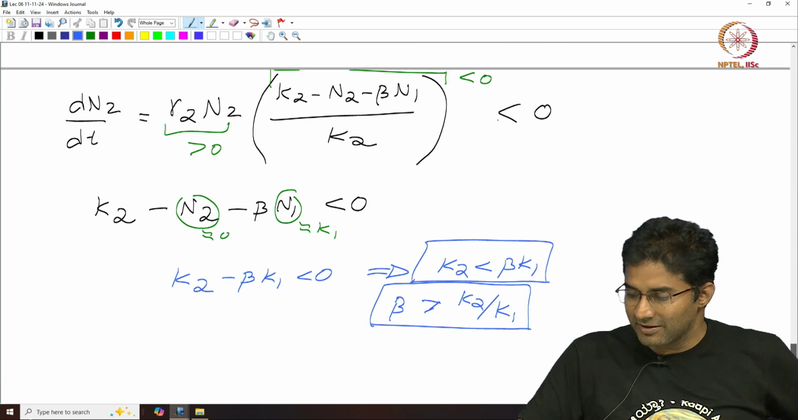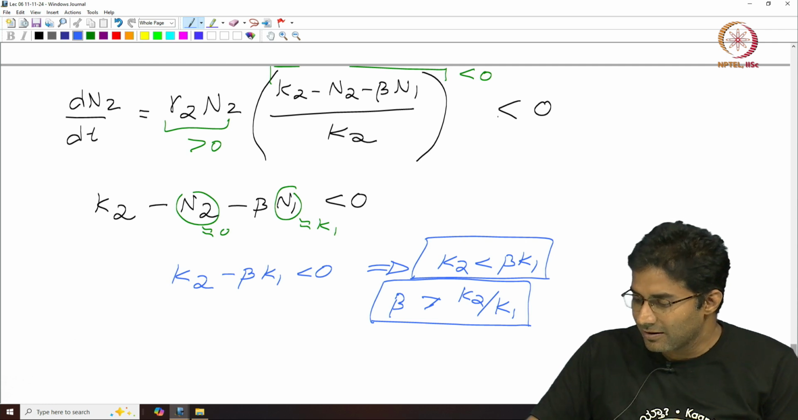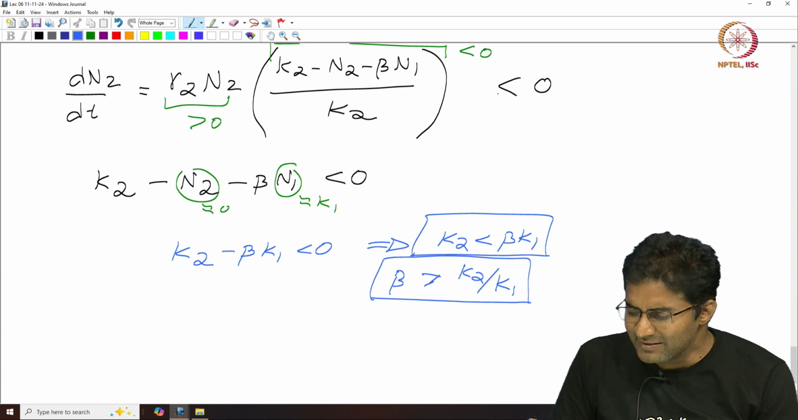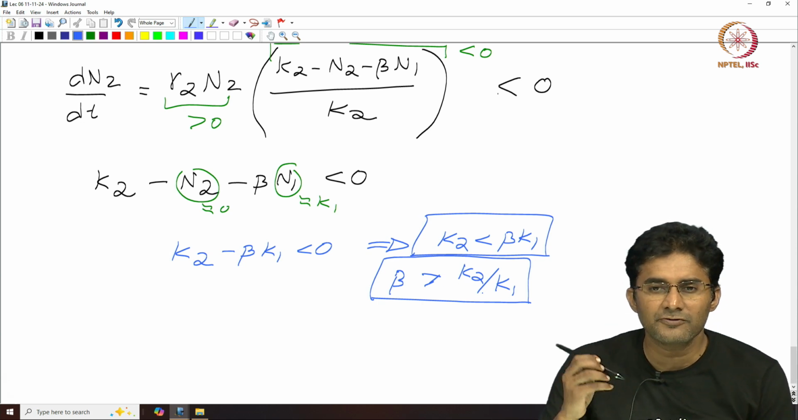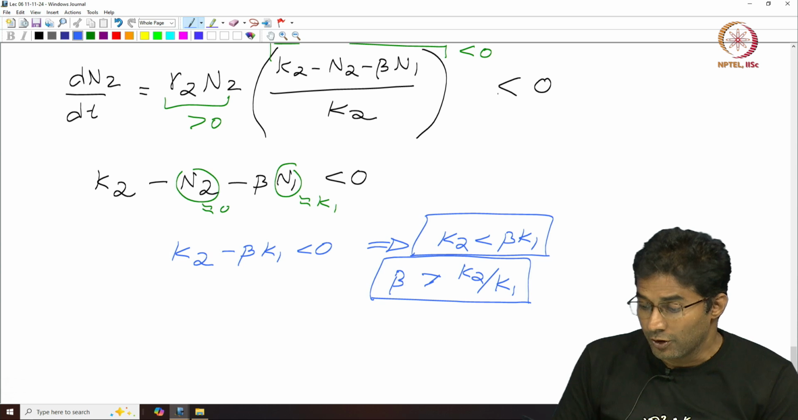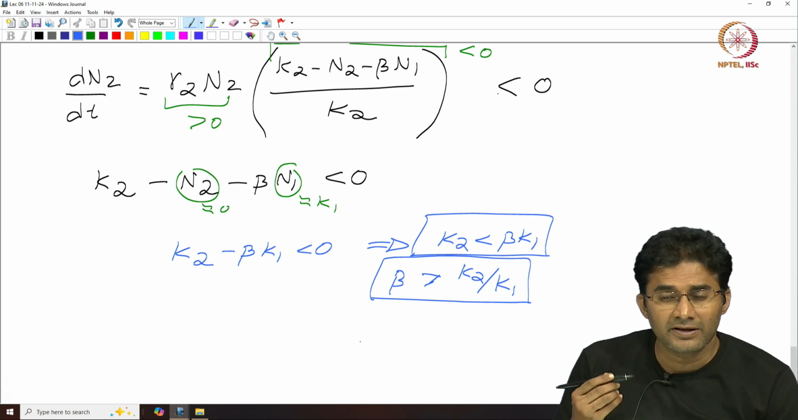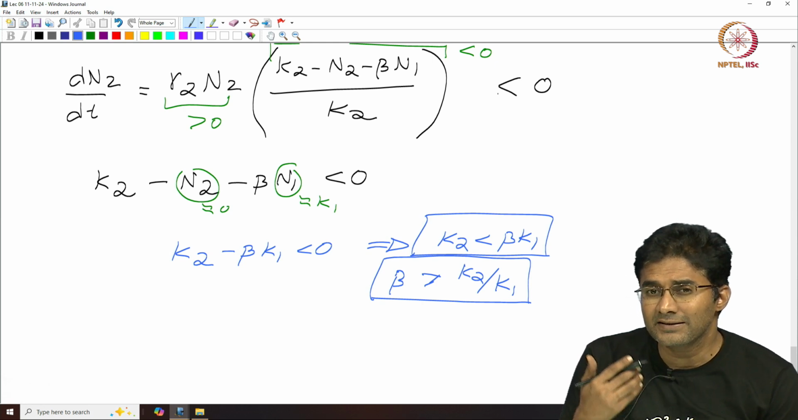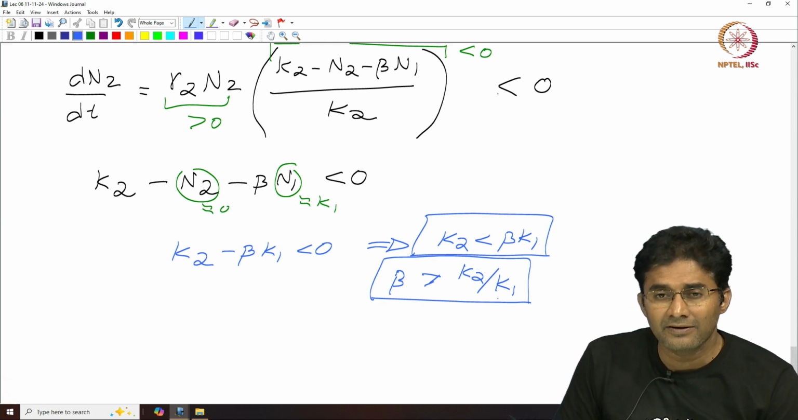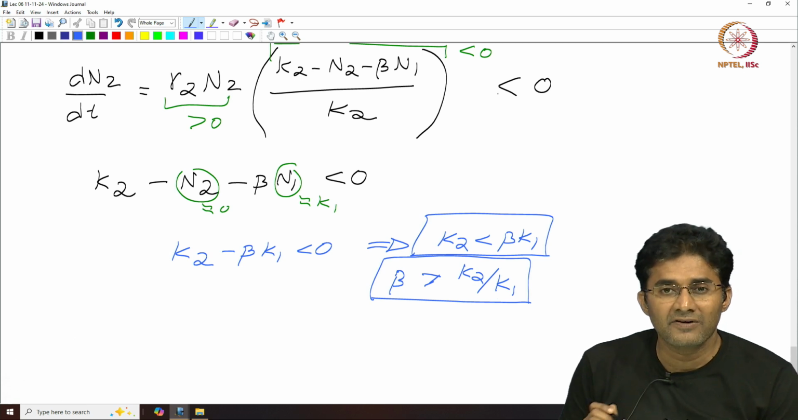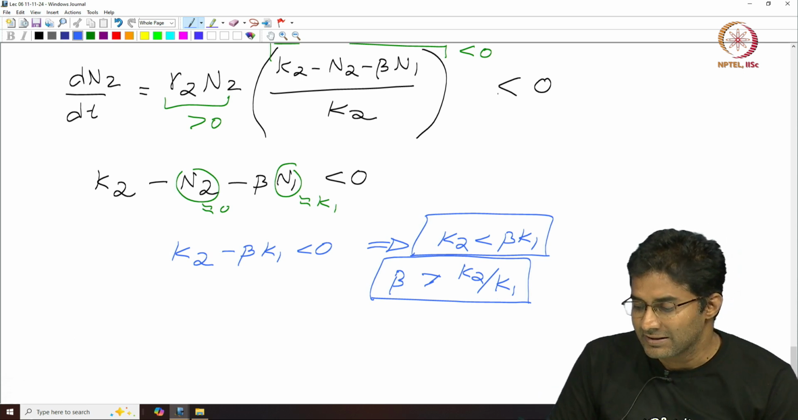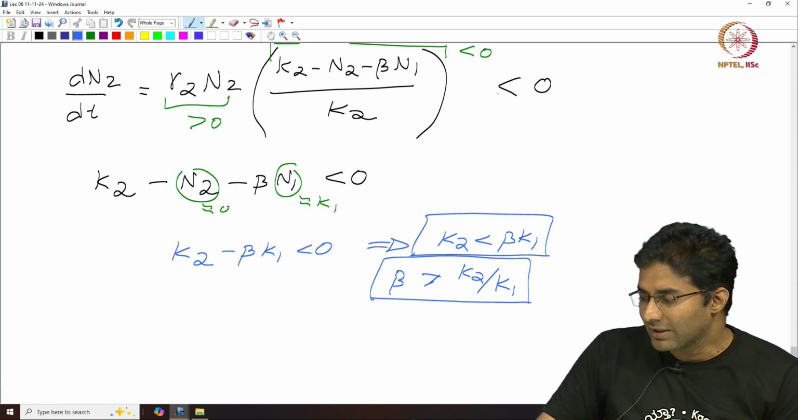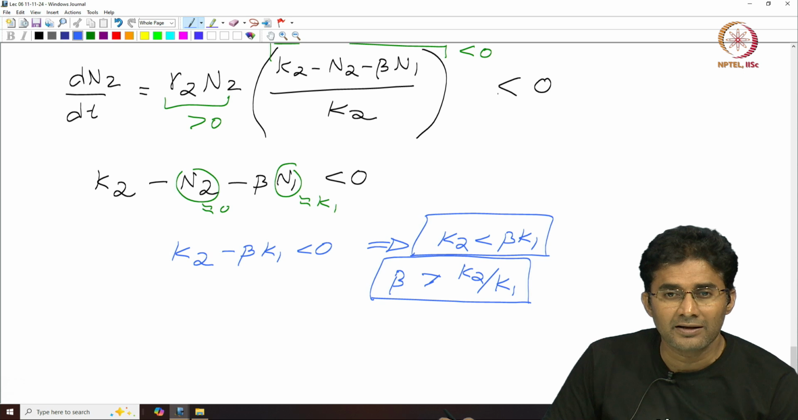So, both the conditions are very interesting again. Let us understand both these ways of writing the same point. What is beta greater than K2 by K1? Beta is the effect of species 1 on species 2. It means if the interspecific competition effect of species 1 on species 2 is greater than the ratio of the carrying capacities K2 to K1, then species 2 cannot invade species 1. Another way of saying it is if the carrying capacity of K2 is not sufficiently large. That is when again species 2 cannot invade species 1.